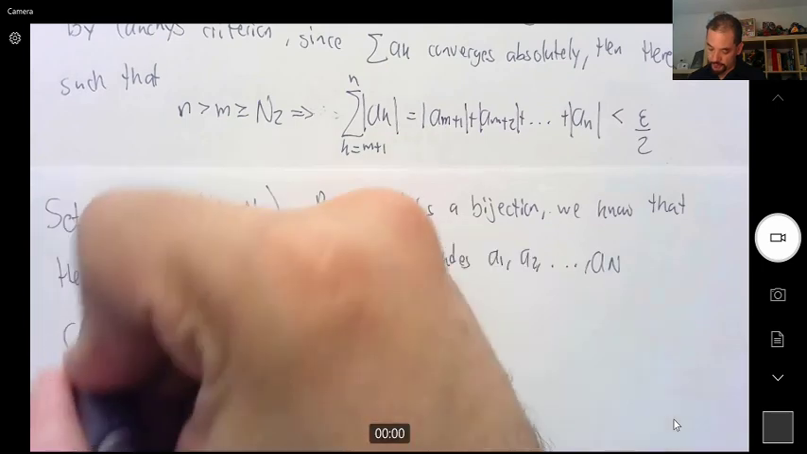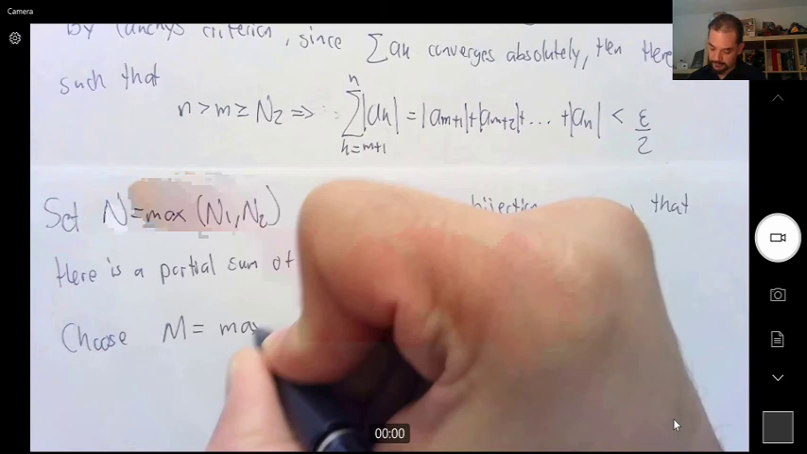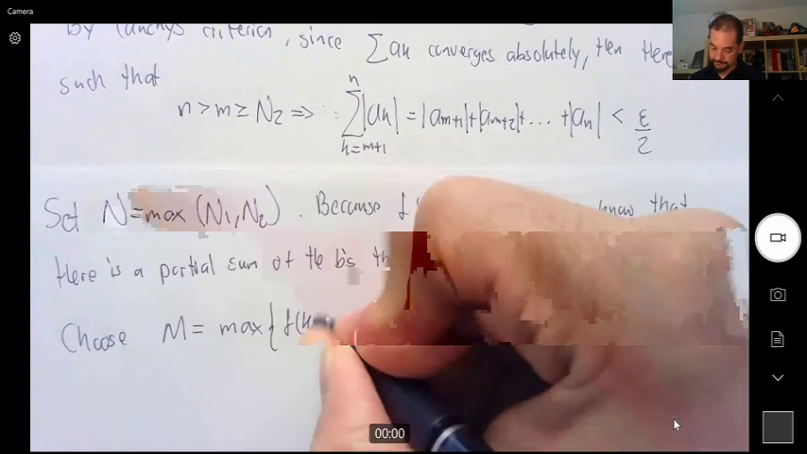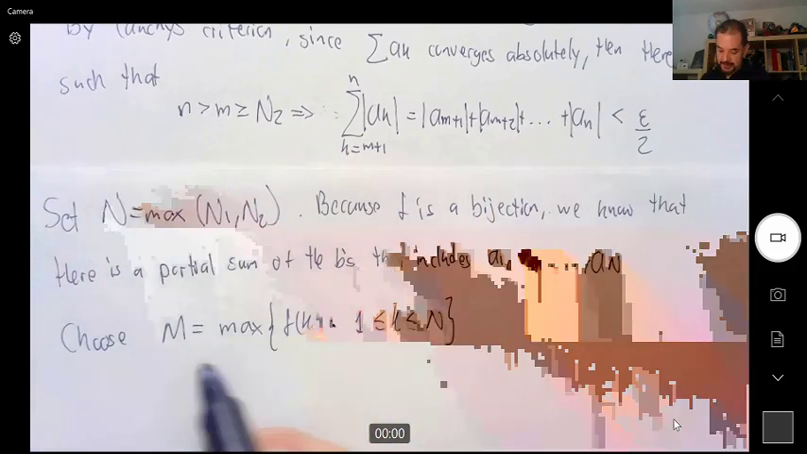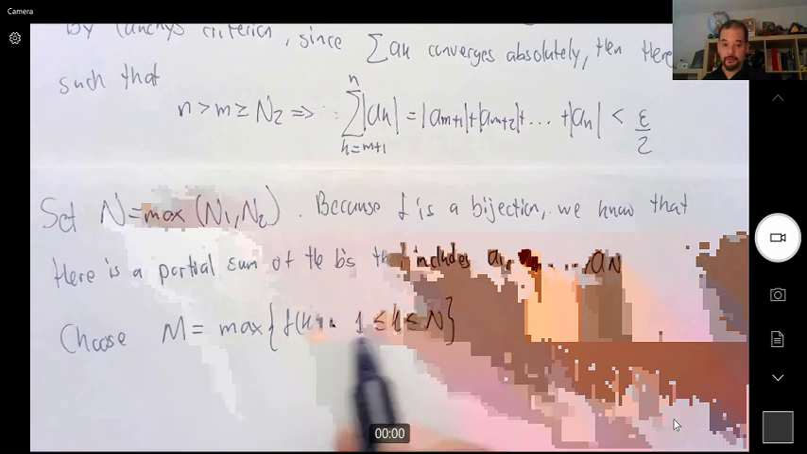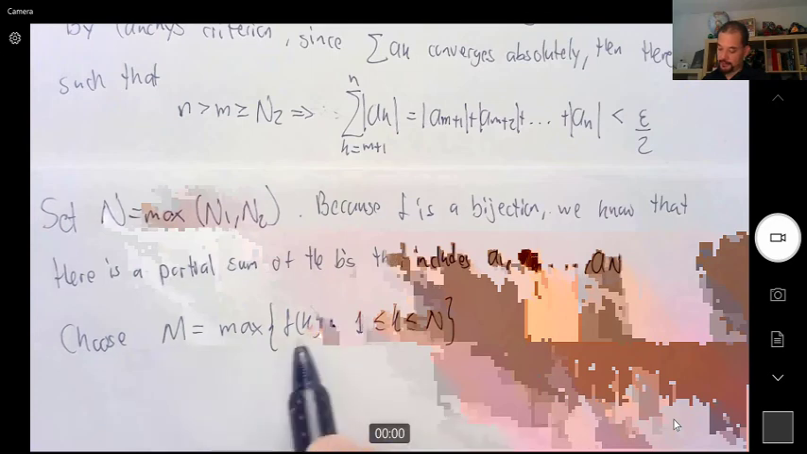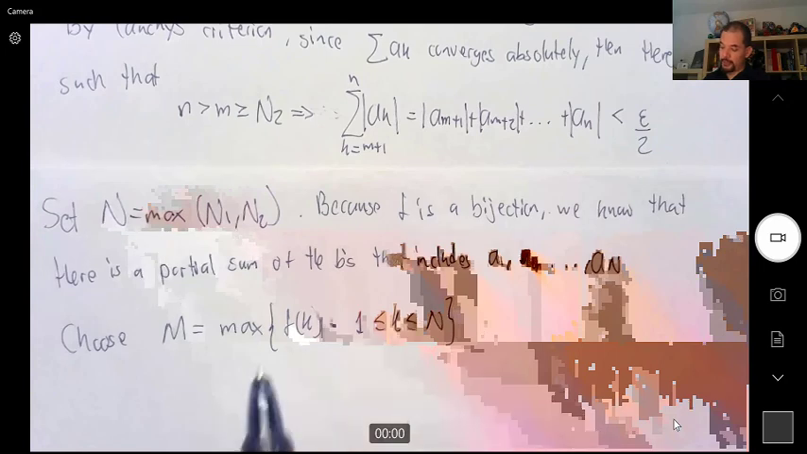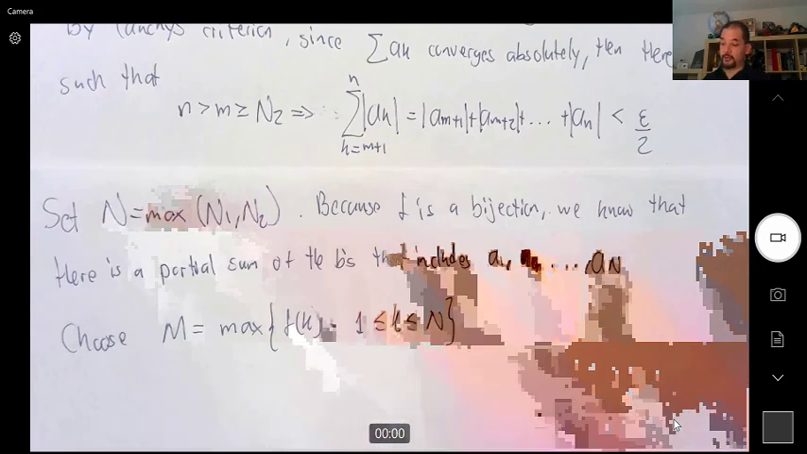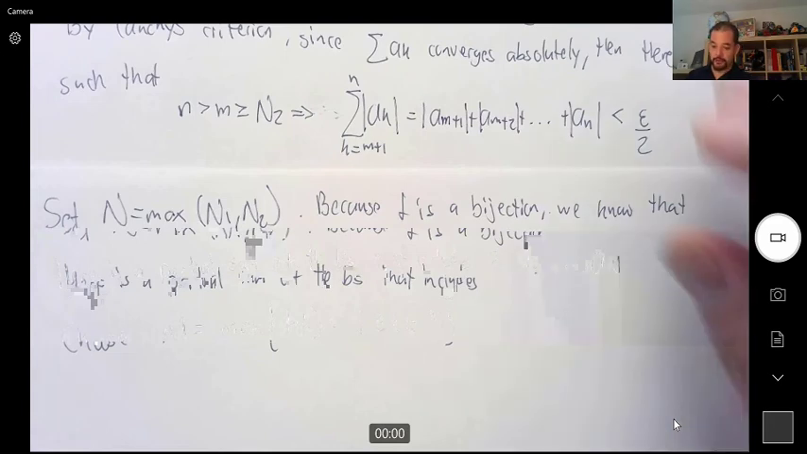You can choose capital M to be the largest of these numbers, the largest of the F of K between 1 and N. And this exactly tells you how far you need to go, right? You need to go as far away as M, because that number will be bigger than all the F sub Ks. So you will have included F of 1, F of 2, F of 3, F of N, and those are exactly the numbers that are equal to A1, A2, A3, all the way to AN. Okay, so then we're almost done here.